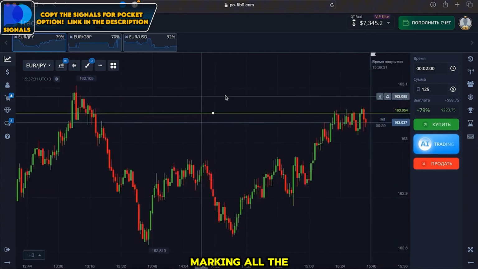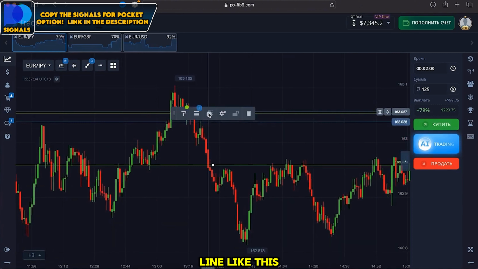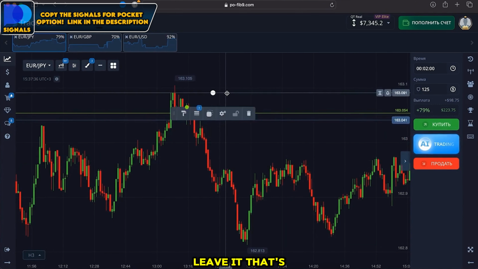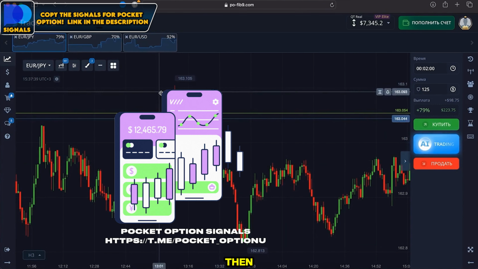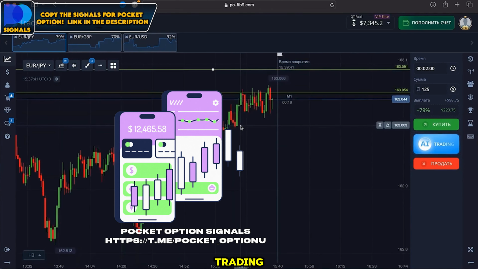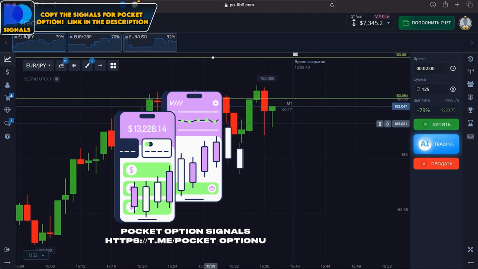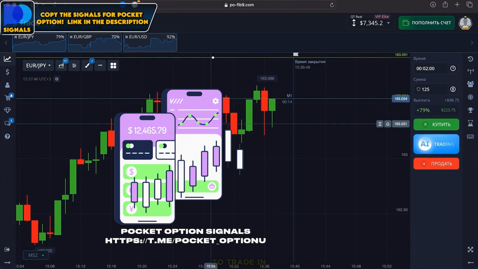And I recommend marking all the maximums with a horizontal line like this. Create it, mark it, leave it. That's it. Then you will simply trade below it in short-term trading. Well, that's all for now. I tried to explain everything to you to show how to trade in short-term and long-term on the non-OTC pair.